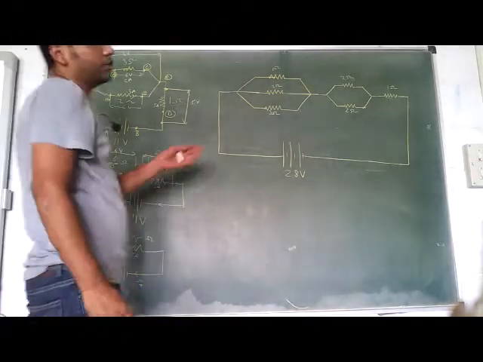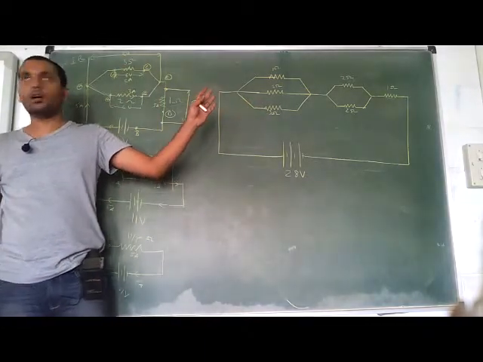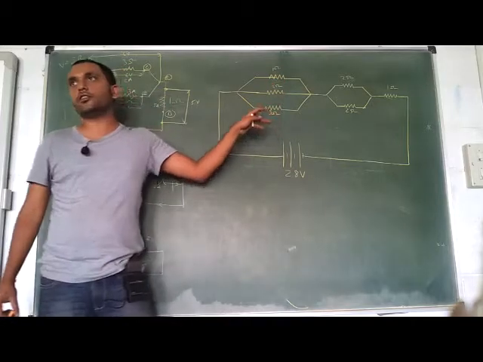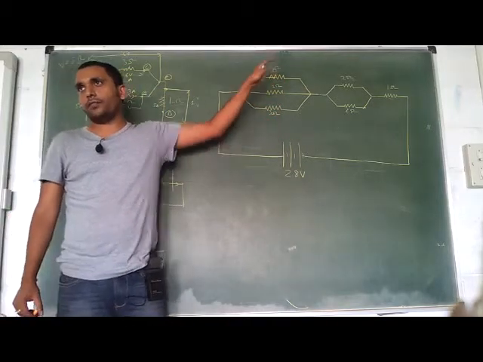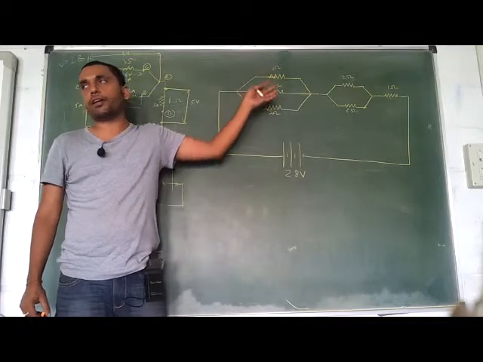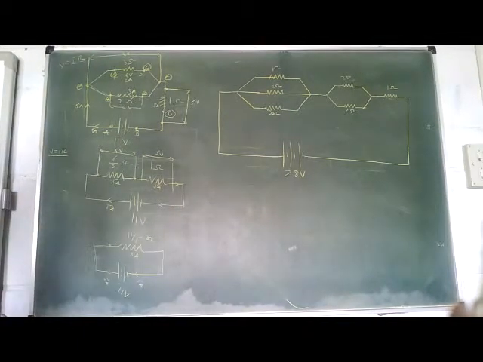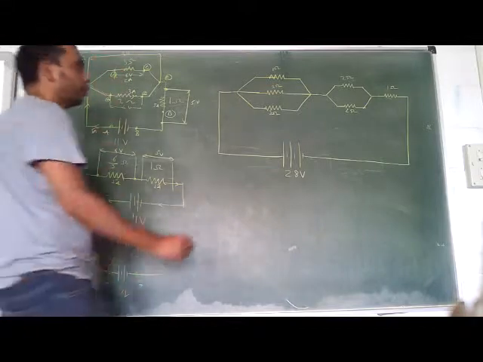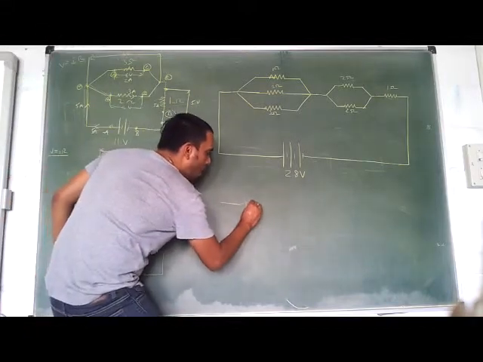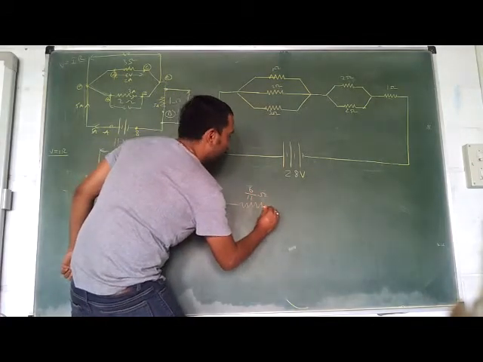Your first job is to make an equivalent circuit which is simpler than this. Find out the effective resistance of these 3 resistances. By the way, the effective resistance will be less than 1. Why? 1 is the least resistance in the parallel stacks, so the total resistance is lesser than the least one, right? So how much is it coming out to be? 6 by 11 ohms. Must be right, less than 1, okay?